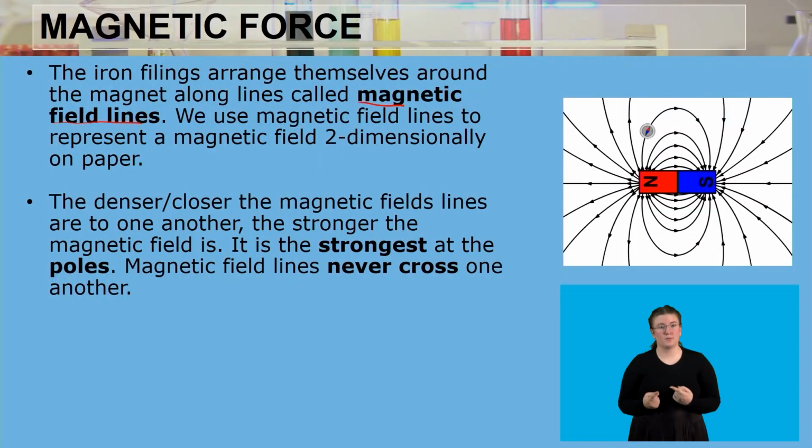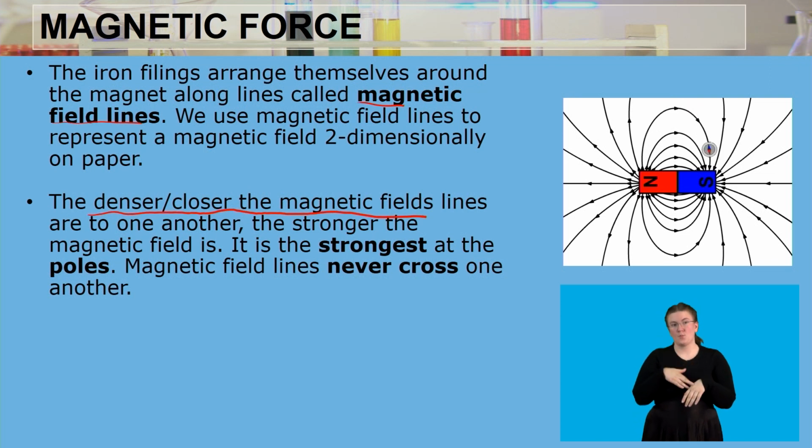So that means the denser or closer the magnetic field lines are to one another, the stronger the magnetic field. The more lines we have closer to each other, the stronger the magnetic field. So it is the strongest at the poles. Around the poles, as we can see, the lines are dense. There are more lines around the poles, and moving away from the poles, the lines start to spread and move away from each other. Therefore, in that case, they are not the strongest.